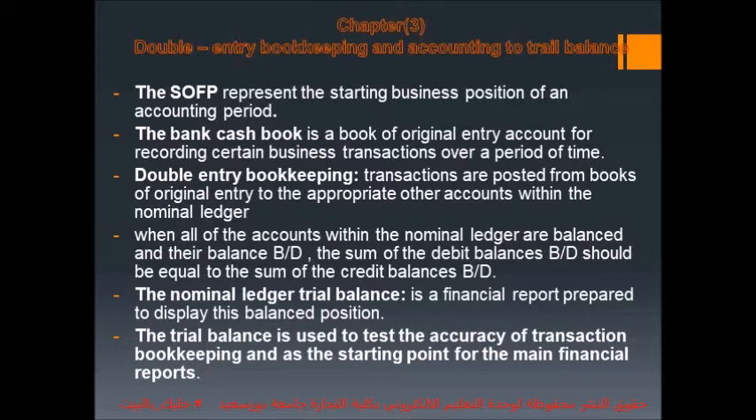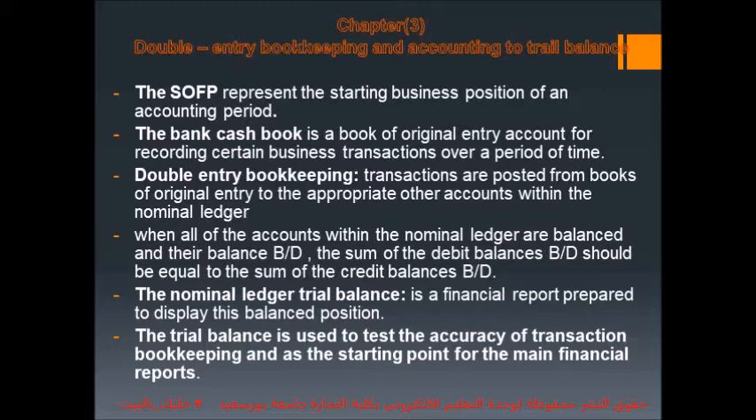Today we will talk about Chapter 3, Double Entry Bookkeeping and Accounting to Trial Balance. First, the statement of financial position represents the starting business position of an accounting period. The bank cash book. The bank cash book is a book of original entry account for recording certain business transactions over a period of time.